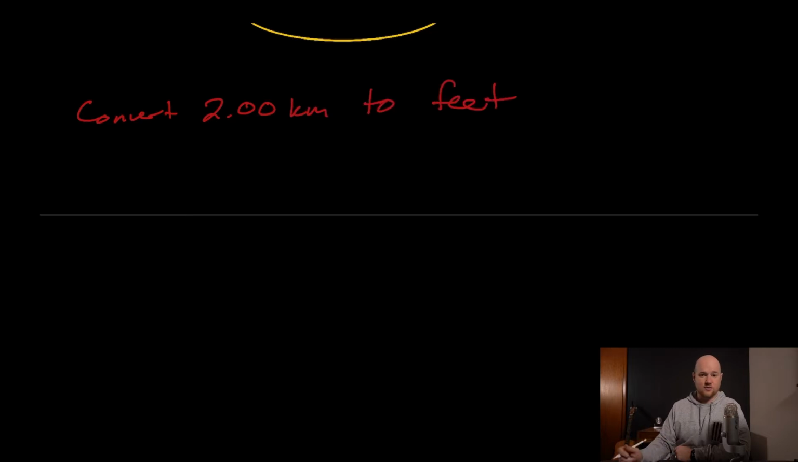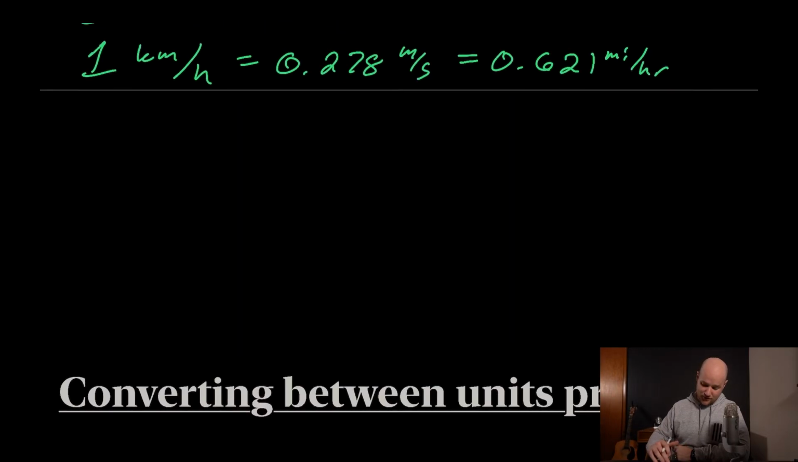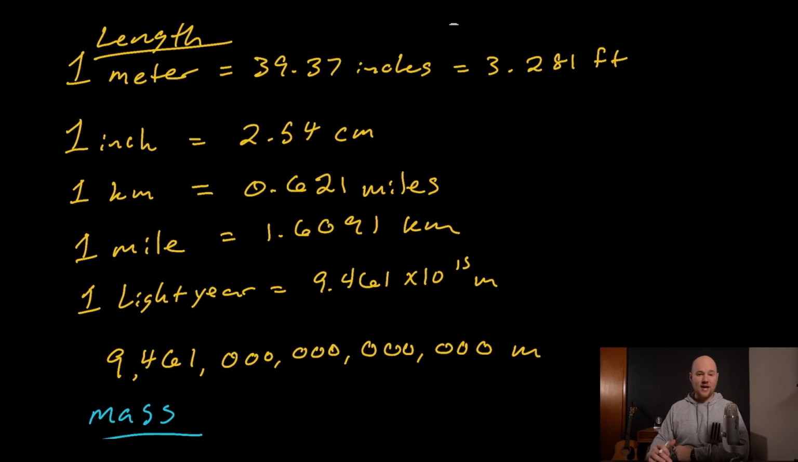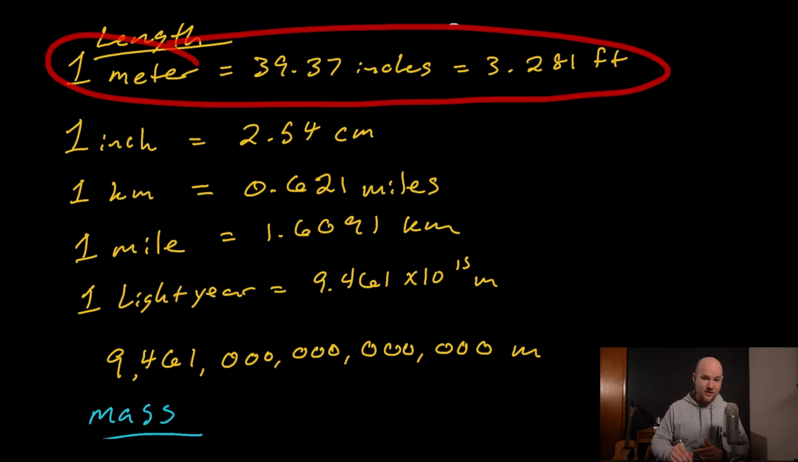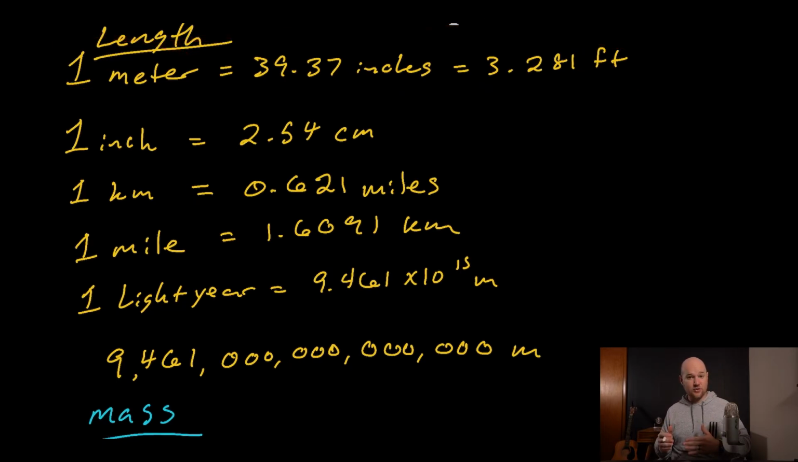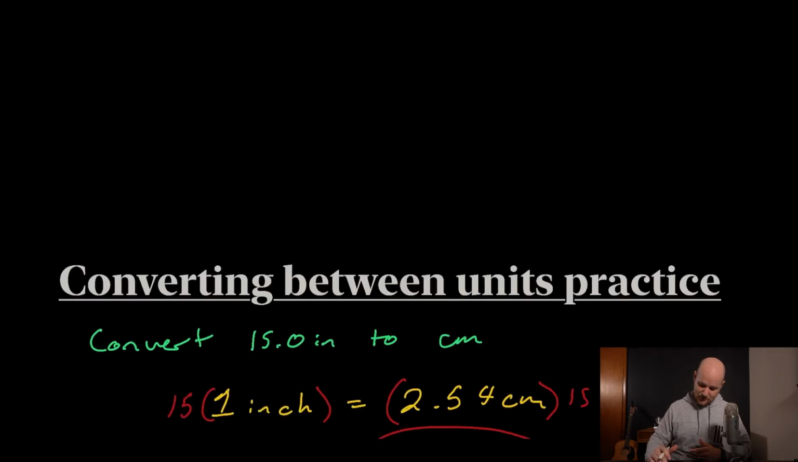I want us to convert 2.00 kilometers to feet. So kilometers are the metric, feet is the imperial. If we go back and look at all of our conversions all the way back up here, I don't actually have a straight up conversion between kilometers and feet, but you'll notice I do have a conversion between meters and feet right here. So 1 meter is equal to 3.281 feet. So I'm going to write that down on my problem here.